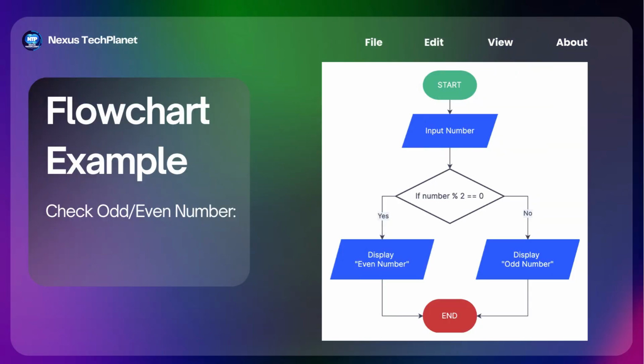Let's check if a number is odd or even using a flowchart. First, start in an oval and ask for a number using a parallelogram input symbol. Next, check if the number modulo 2 equals 0 using a diamond decision symbol. If true, display even number in a parallelogram output symbol, otherwise, display odd number. Finally, end the process in an oval. Notice how the diamond shape in the flowchart splits the path. That represents a decision point.